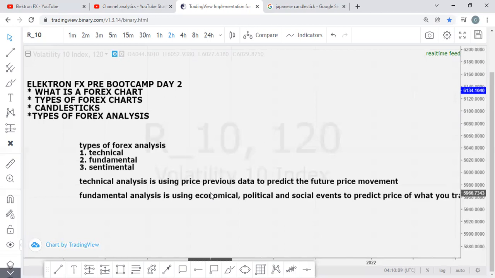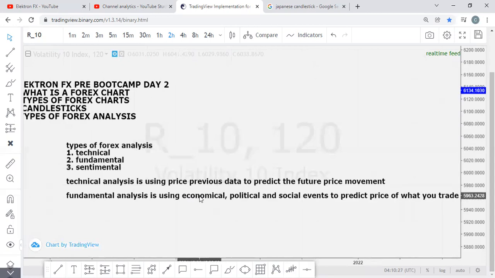So if there's an earthquake, maybe in South Korea, South Korea's currency is going to be affected because it's the economy, because you have to allocate resources to fix the earthquake and things will be destroyed. So these are simply what fundamental analysis means, using all that information to predict price movements.